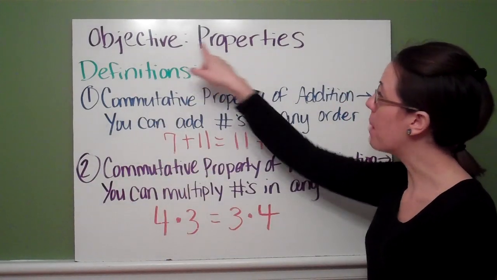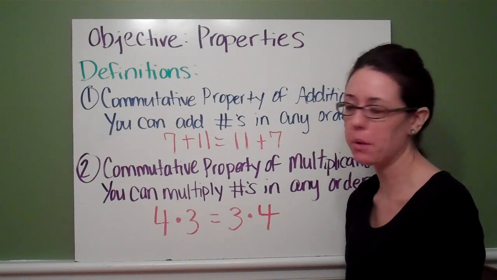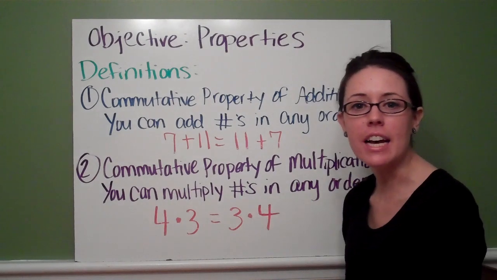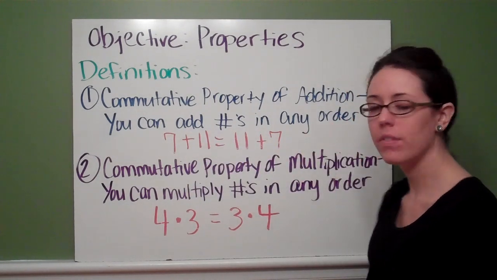Today we will be talking about properties. Definitions. Definition number 1. The commutative property of addition tells us that you can add numbers in any order.